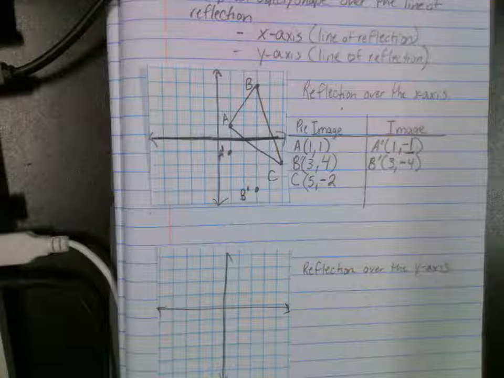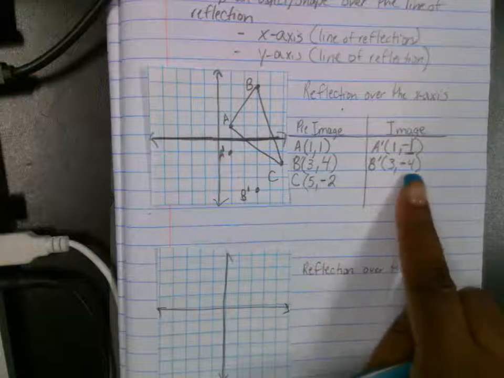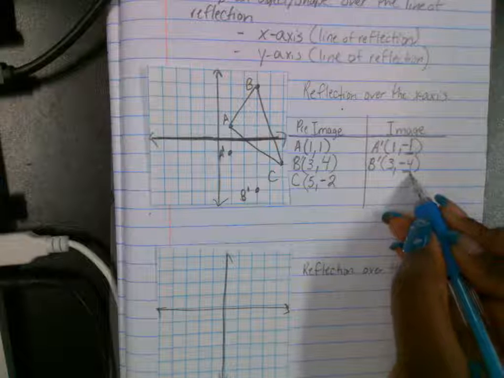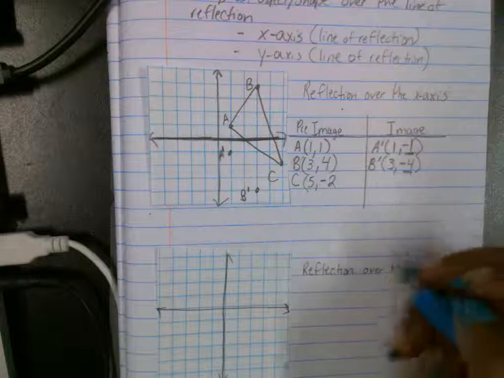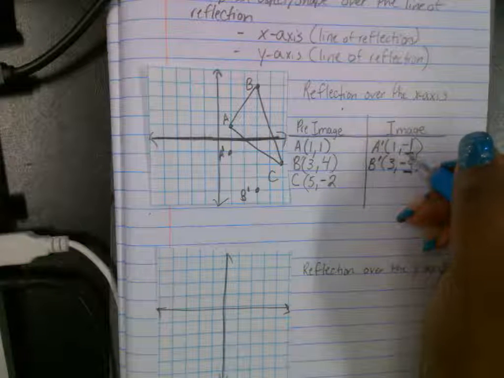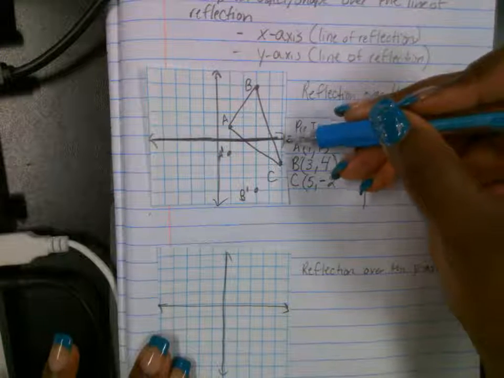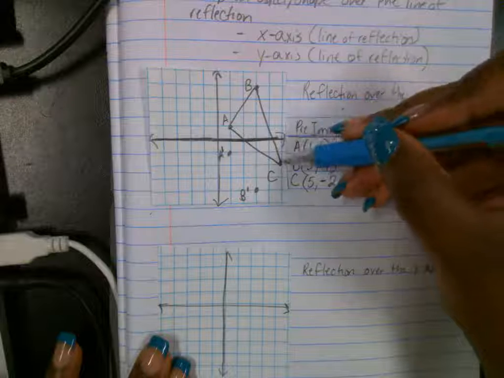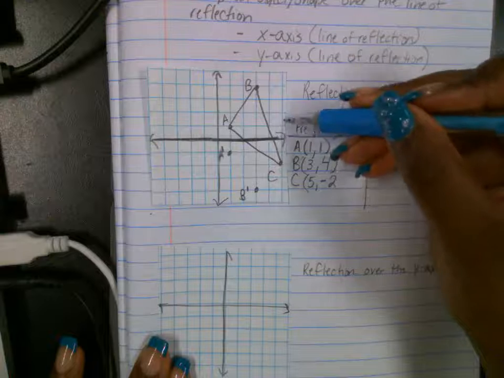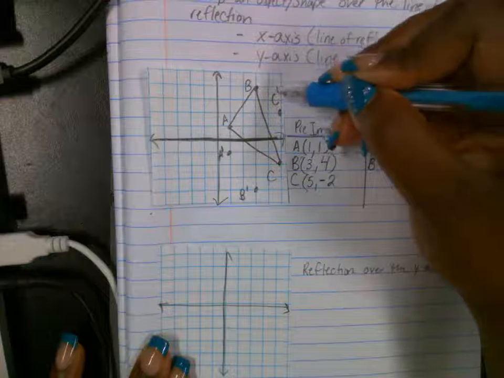What's different about these ordered pairs? The y coordinate is different. You see how it's different? It's positive here, now it's negative here. The x coordinate stayed the same. Look at C. Where is C? C is below the line of reflection. So when I flip it, where is it going to be? Above. How many spaces above? 2. This is my new location for C.